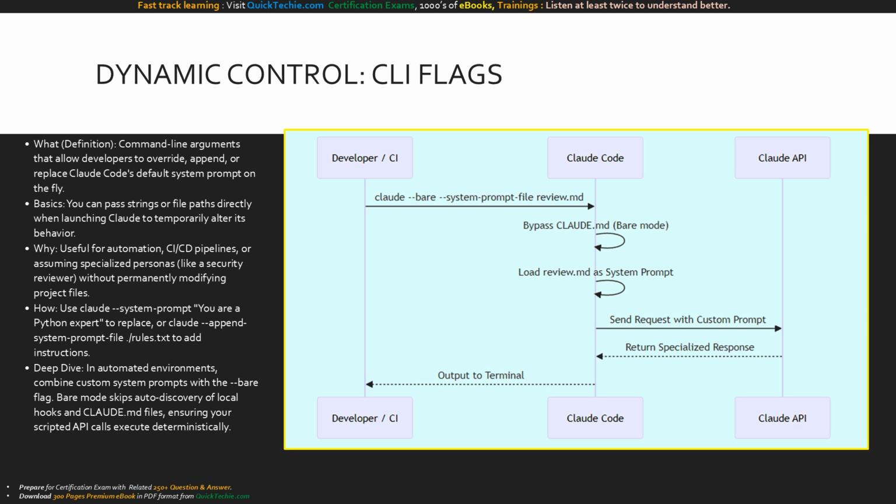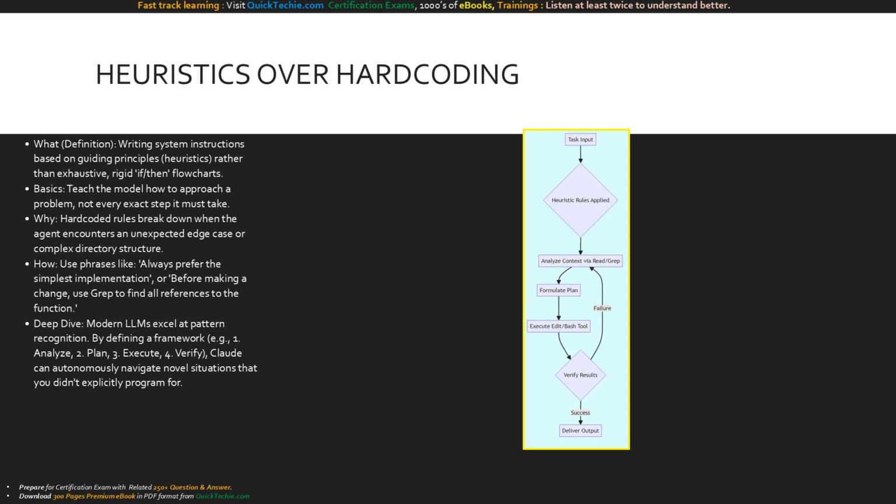This specialized payload is sent to the API, which returns a highly focused response back to the terminal, perfectly suited for automated scripts. A critical paradigm shift in system prompting is prioritizing heuristics over hard coding. What does this mean? It means providing guiding principles rather than rigid, exhaustive if/then rules. The basics involve teaching the model how to approach a problem, rather than detailing every exact step.